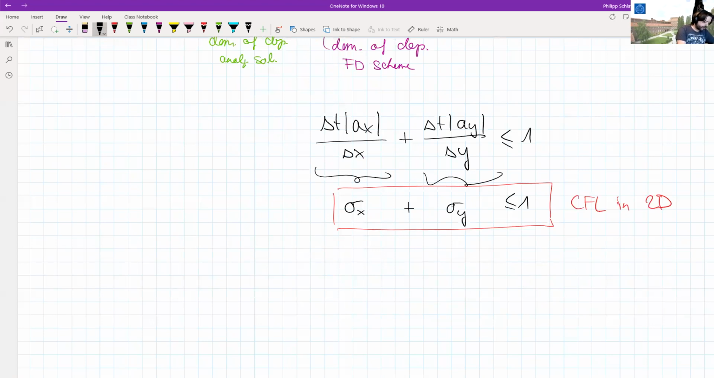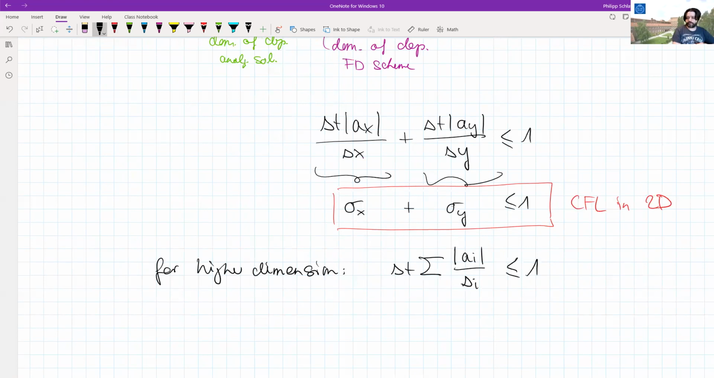And of course, for higher dimensions, you just continue with that. You can simply say that delta t times the sum of the speed in direction i divided by delta in the direction i should be lower or equal one. So that's the straightforward extension of the CFL condition to two dimensions and three dimensions. You just add the various Courant numbers to each other.